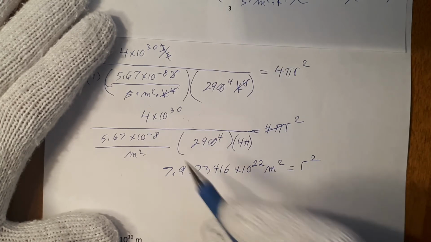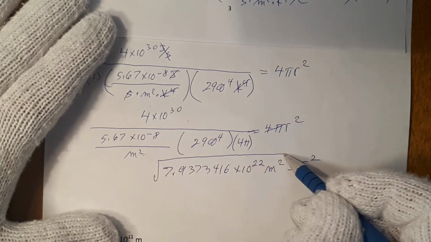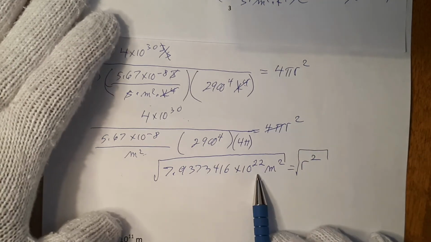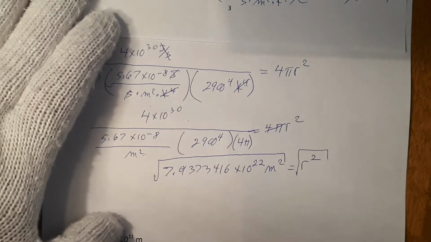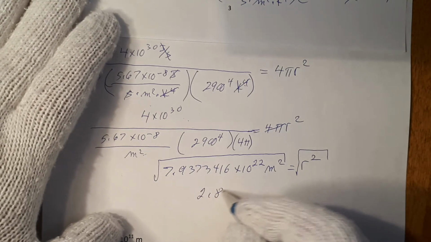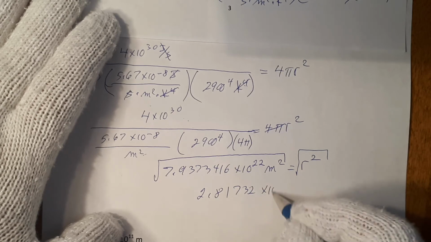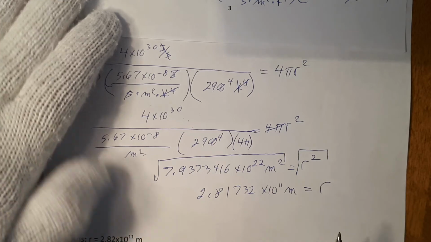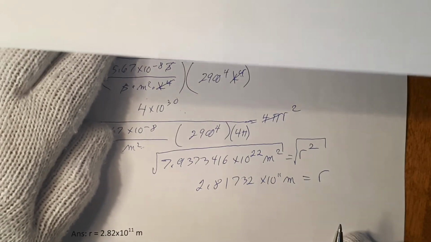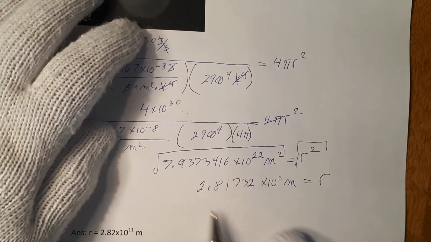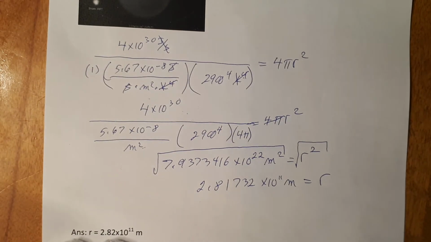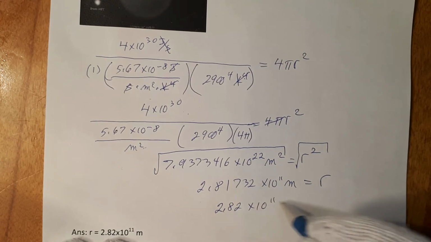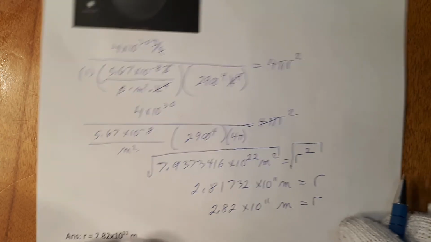Taking the square root of both sides, and I'll take the square root of everything here, including the units, and the square root of the right-hand side. Placing this in the calculator, doing the square root, that number is 10 to the power 11 meters is equal to r. I'm just simply going to reduce this to 3 significant figures. Just for ease, 2.82 times 10 to the power of 11 meters is equal to the radius of Betelgeuse.